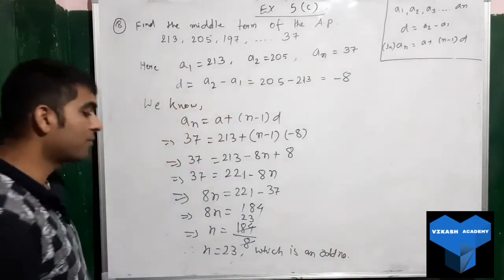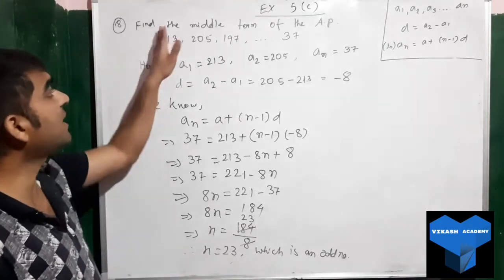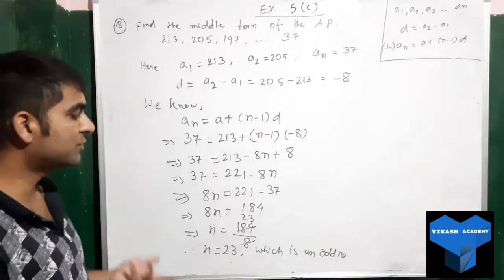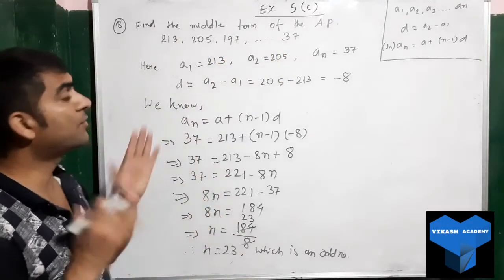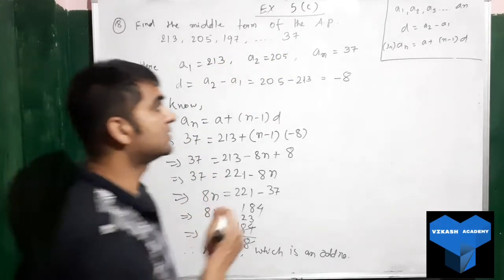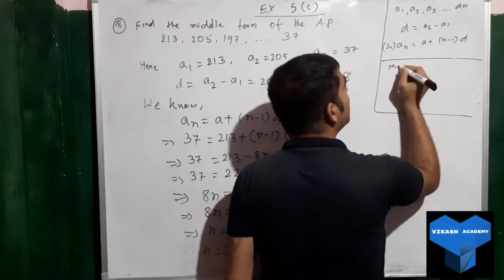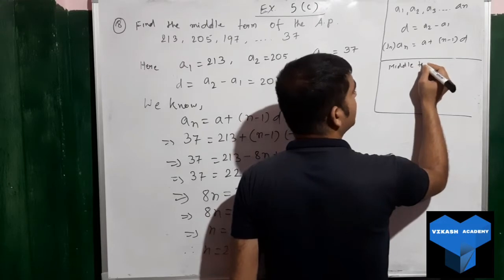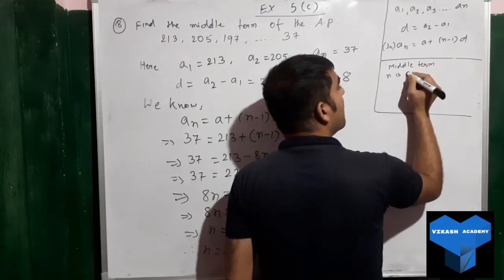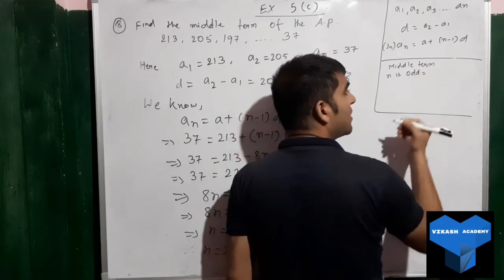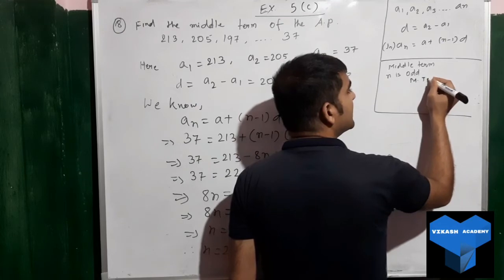Odd number. Now we have found the number of terms, 23, but they are asking us to find the middle term. So which one is the middle term? The number of terms from here to here is 23, but which one will be in the middle? So remember this formula for the middle term. I will give you the formula. How to find the middle term? When n is odd, then which formula will you use for the middle term?